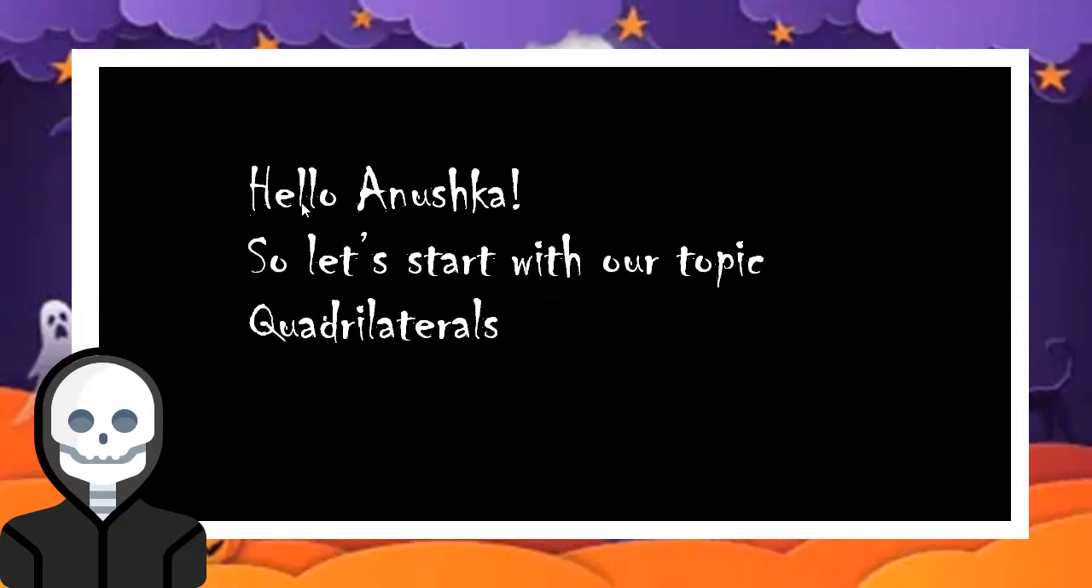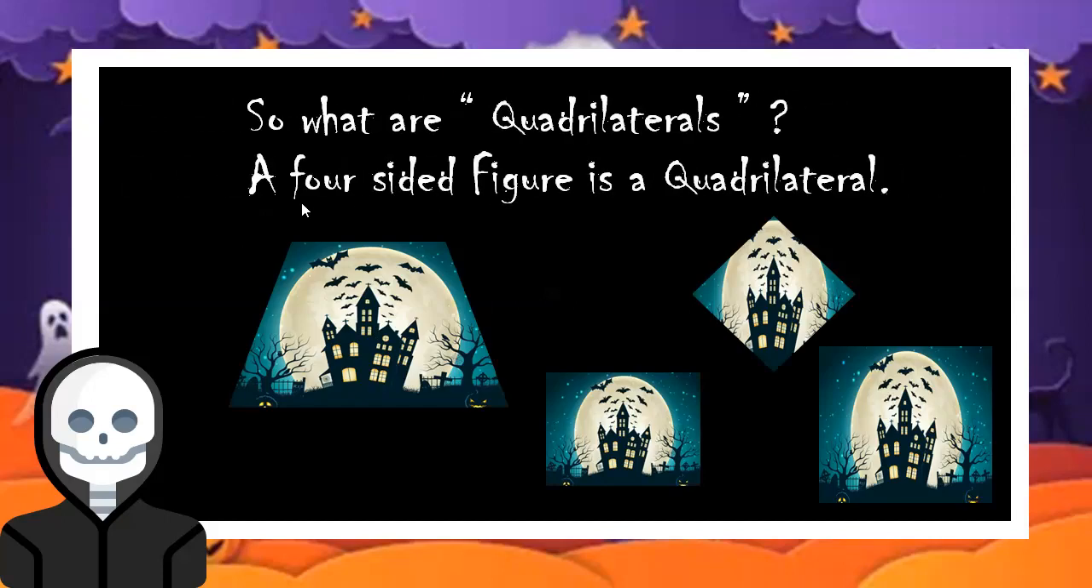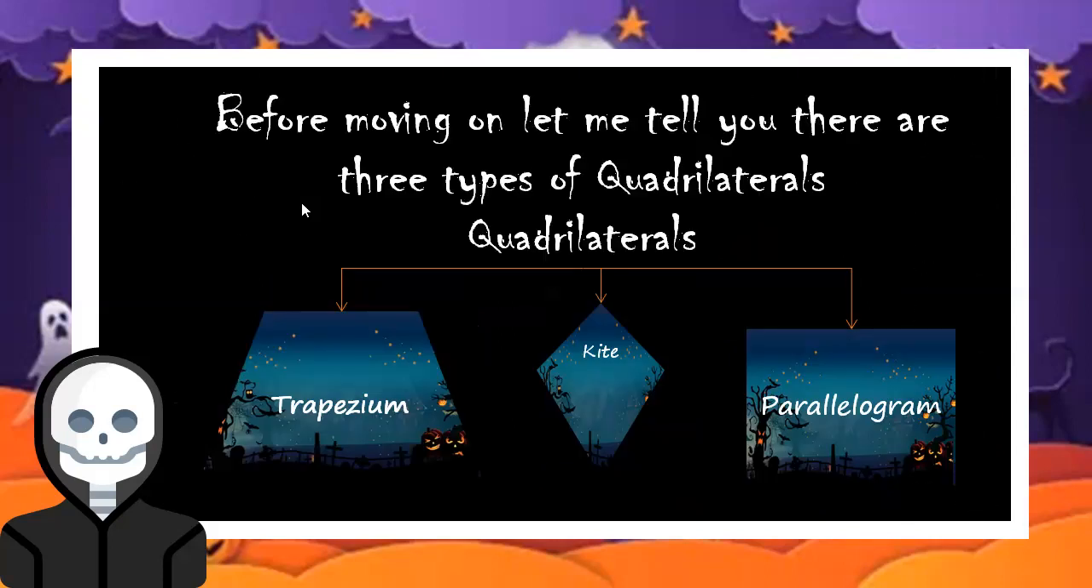Hello, Anushka. So let's start with our topic, quadrilaterals. So, what are quadrilaterals? A four-sided figure is a quadrilateral. Here you can see all these shapes have four sides, so they are quadrilaterals. Before moving on, let me tell you there are three types of quadrilaterals. They are trapezium, kite, and parallelogram.